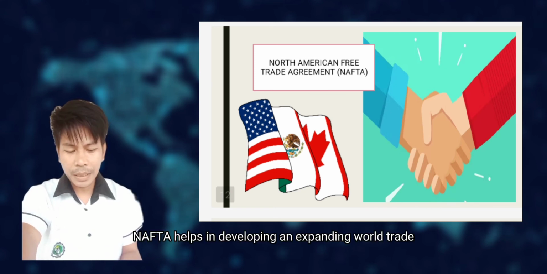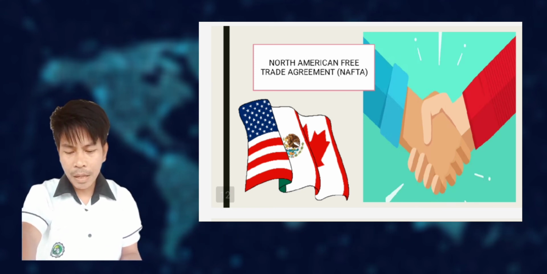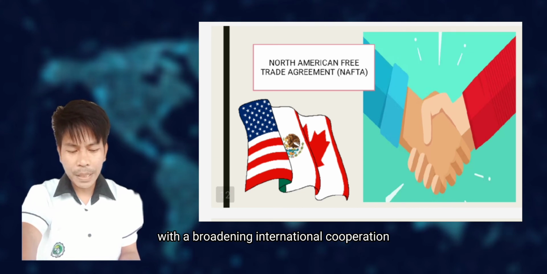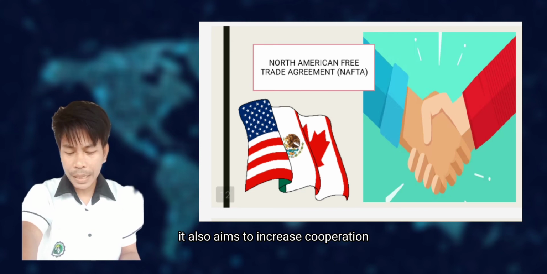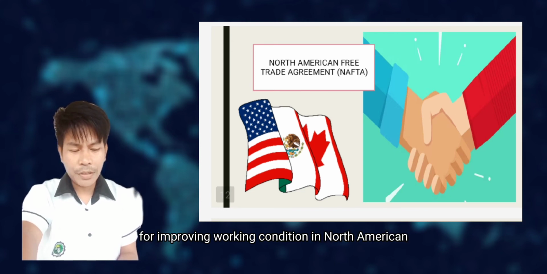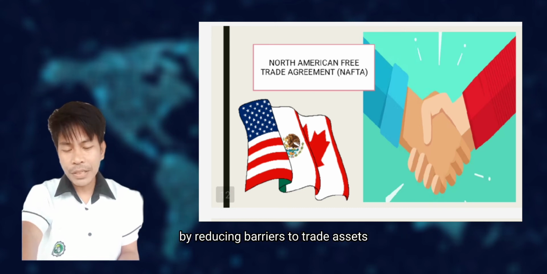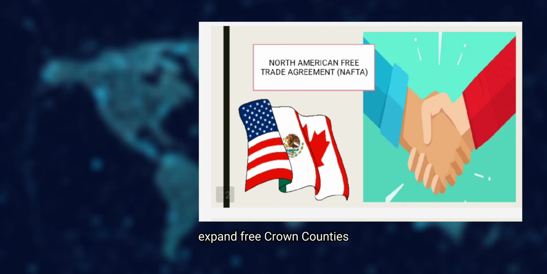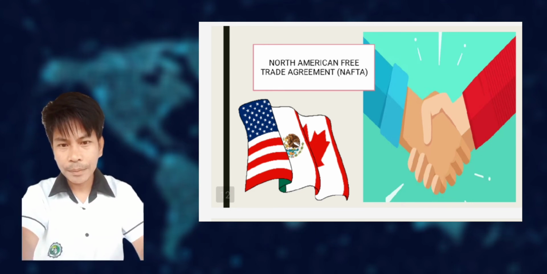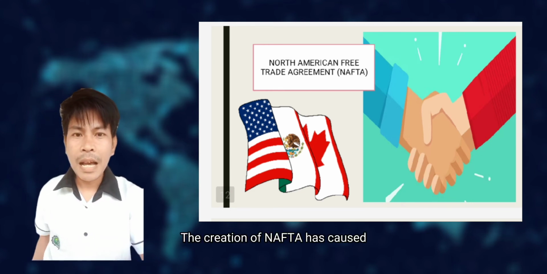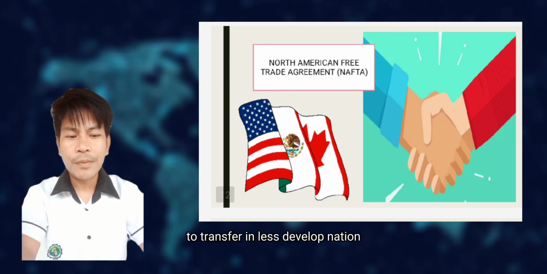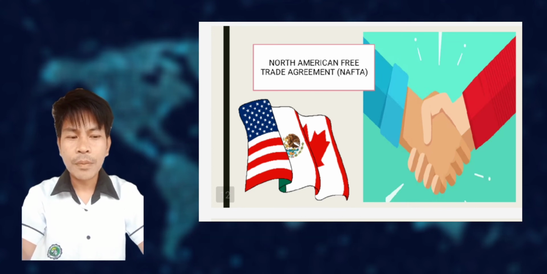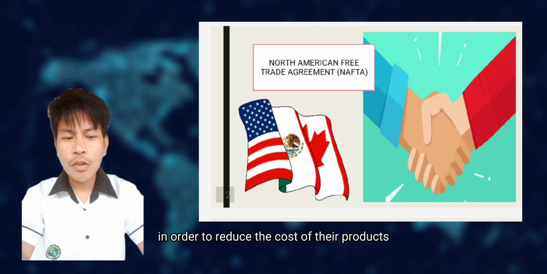NAFTA helps in developing and expanding world trade by broadening international cooperation. It also aims to increase cooperation for improving working conditions in North America by reducing barriers to trade as it expands free trade among countries. The creation of NAFTA has caused manufacturing jobs from developed countries to transfer to less developed nations in order to reduce the cost of their products.